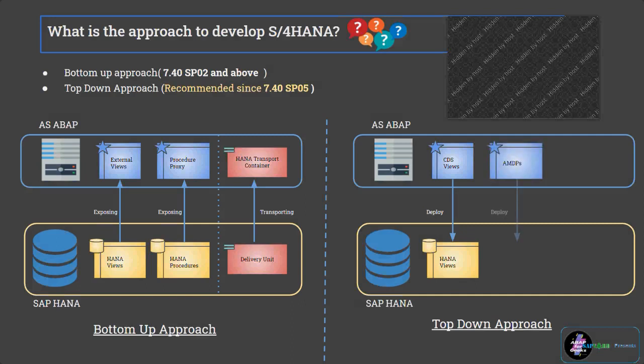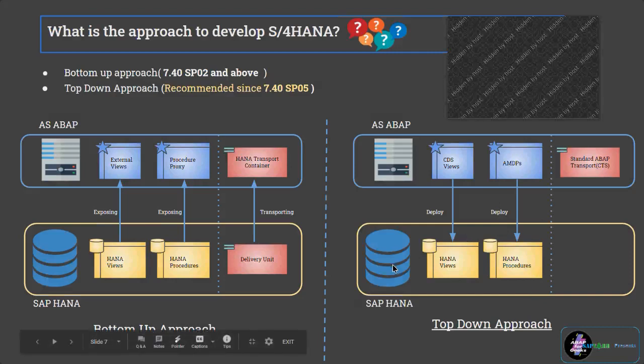When you create an AMDP, it will directly deploy a HANA procedure. And the good part is you do not have two separate containers which need to be transported to your quality or production systems. There will be only one standard ABAP transport, just like how we do it. You log those objects in a TR and simply move it. When these objects move to the application server and you activate them there, in quality also these objects will be deployed. So this is very simple.